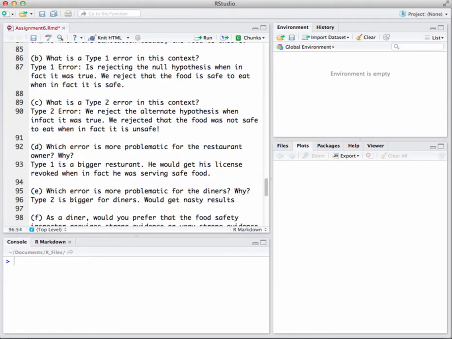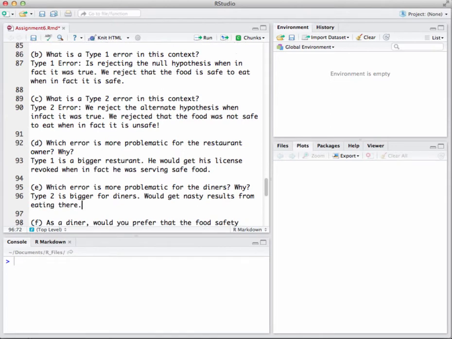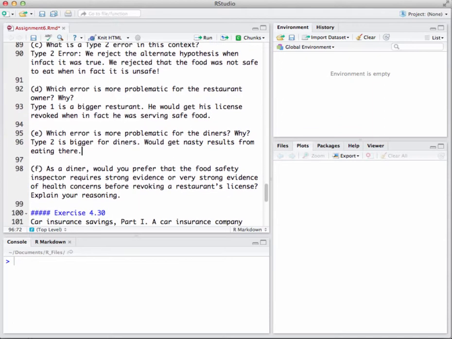We would get nasty results from eating there. That's one way of thinking about it, right? In other words, it's not a very good situation for us because we would end up possibly getting food poisoning or maybe even worse, okay?